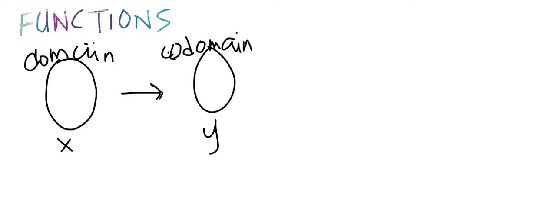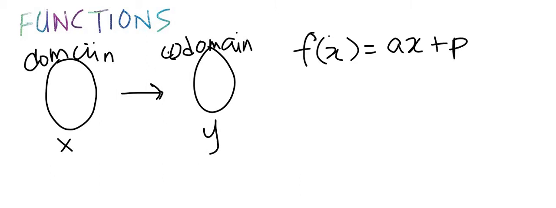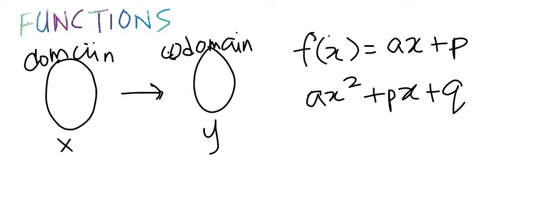Most of the time, this relationship is recognized by a specific function, and the function can be named f(x) equals something. So maybe ax plus p if it is a linear equation, or ax squared plus px plus q if it is a quadratic equation, and so on, depending on the equation that you are dealing with.